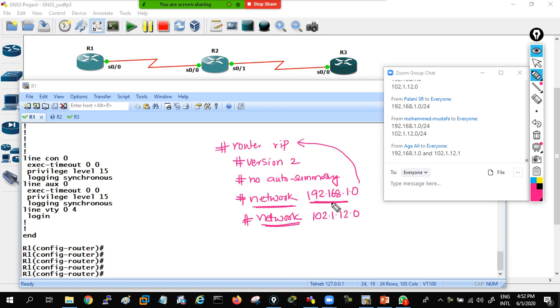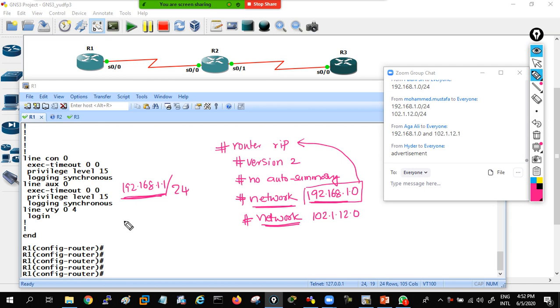Why did I type this network 192.168.1.0? Guys, tell me again, why did I type this? Because I configured 192.168.1.1. I have given the subnet mask as /24, right? So /24 is nothing but the first three portions are the network and the last portion is the host. So whenever you type network, after that you need to specify the network ID so that the whole network is going to be advertised in router RIP. Everybody is okay? Say yes for me if you understand this.